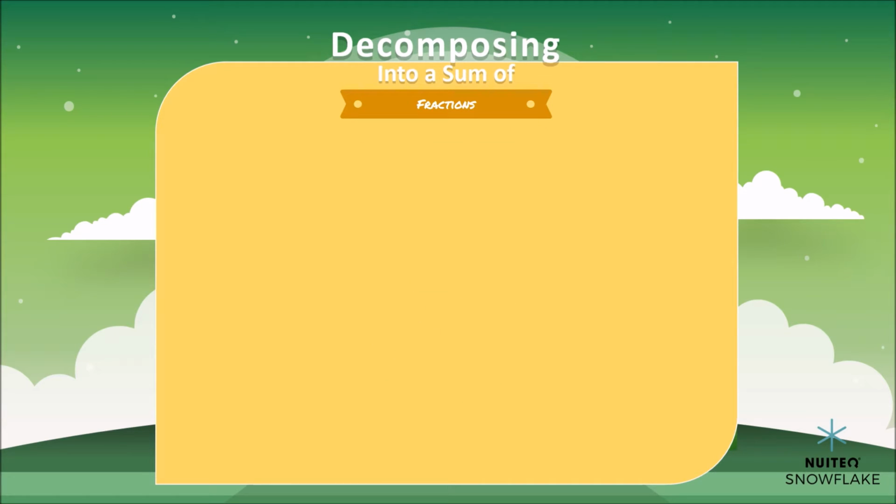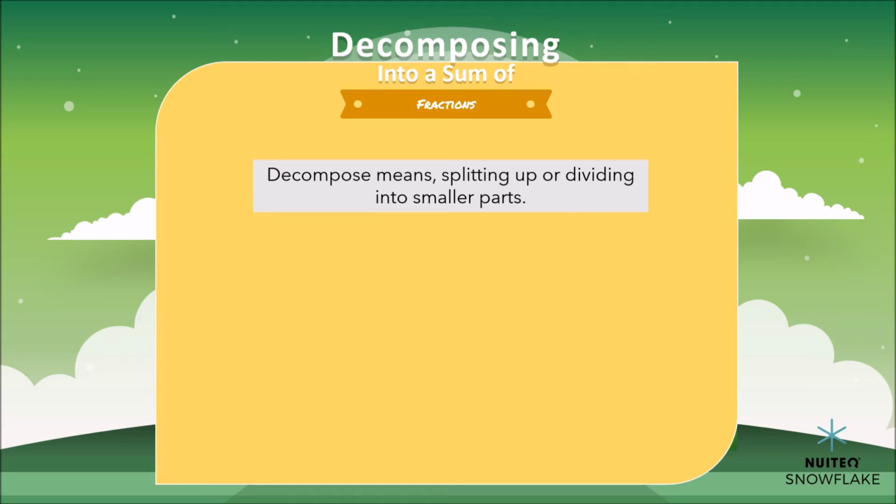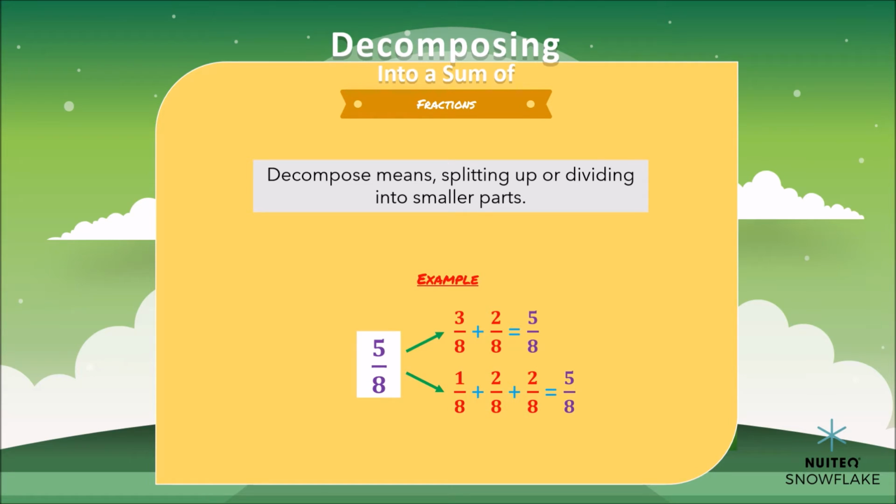So, if you think about it, we can use the same concept to decompose fractions. You might have questions about this, like, what is the meaning of decomposing a fraction? Decompose means splitting up or dividing into smaller parts. For example, 5/8. We can decompose this fraction into a sum of fractions with the same denominator in more than one way. Like, 3/8 plus 2/8 are equal to 5/8. And also, 1/8 plus 2/8 plus 2/8 are equal to 5/8 as well. Interesting, right?